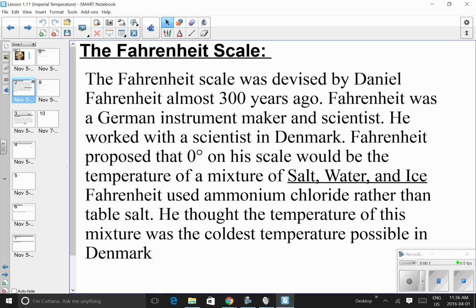So, the imperial temperature, they use the Fahrenheit scale. And this is just a little history on where it came from. So, the Fahrenheit scale was devised by Daniel Fahrenheit about 300 years ago. So, that's fairly recent. He was a German instrument maker and a scientist. He worked with a scientist in Denmark, and Fahrenheit proposed that 0 degrees on his scale would be the temperature of a mixture of salt water and ice. He figured that was the coldest possible temperature in Denmark at the time.